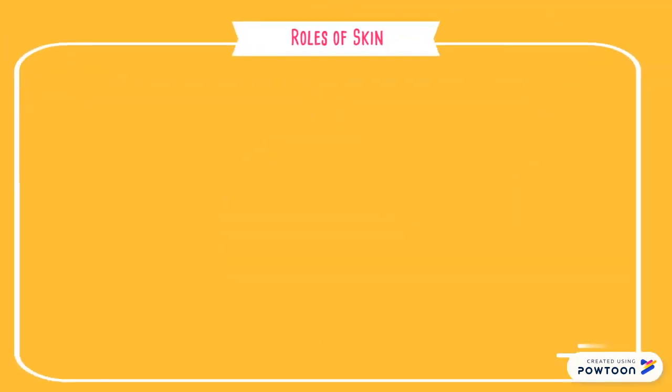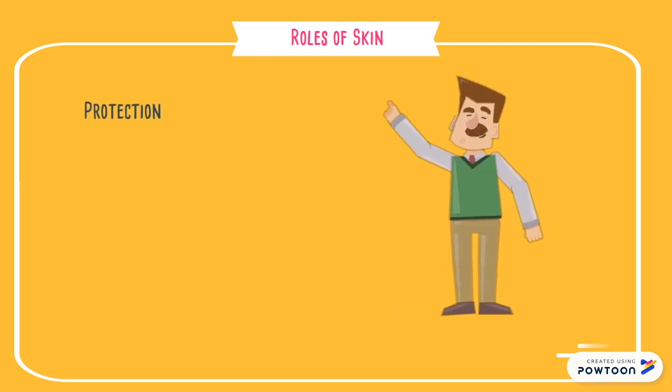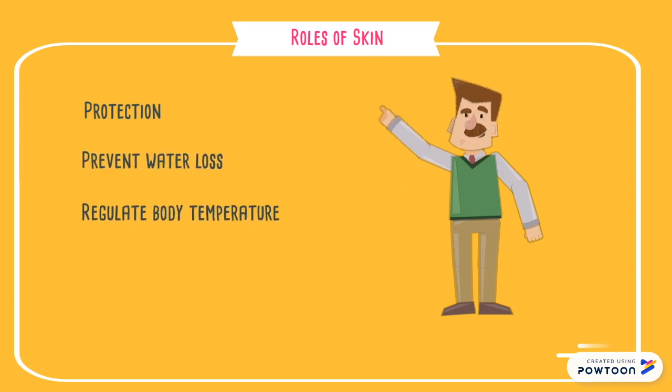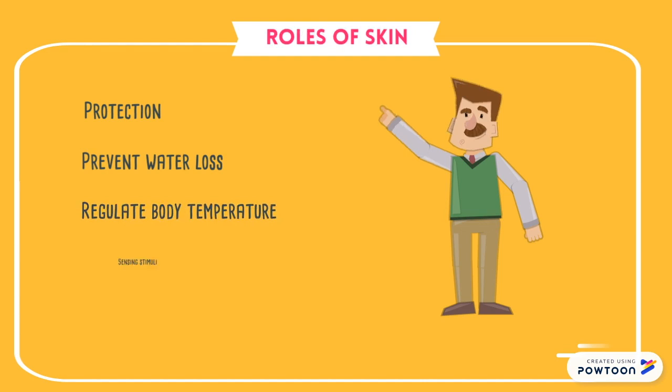Skin is the largest external organ of our body and it plays some important roles in human life. The functions of the skin are to protect our body against microbes, physical and chemical damage, and UV radiation, prevent excess water loss, regulate body temperature, sense stimuli, and help in the production of vitamin D.